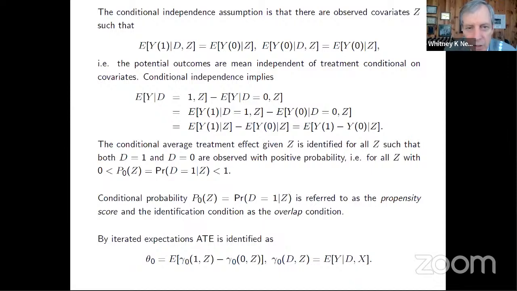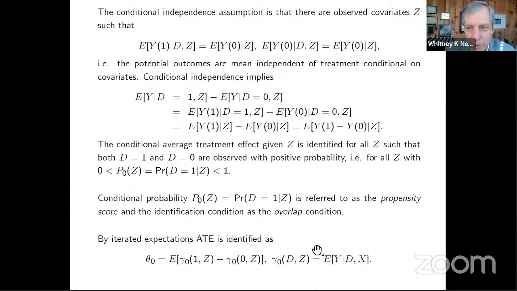Okay, so that's a full argument for how you get the average treatment effect under conditional independence and the identification condition, and really a full description of that. Okay. All right.